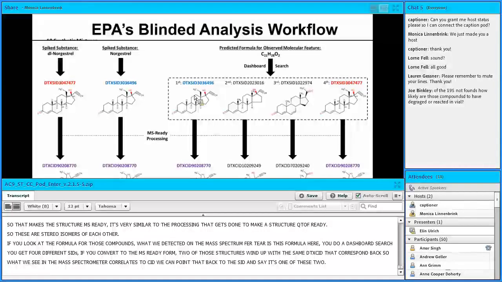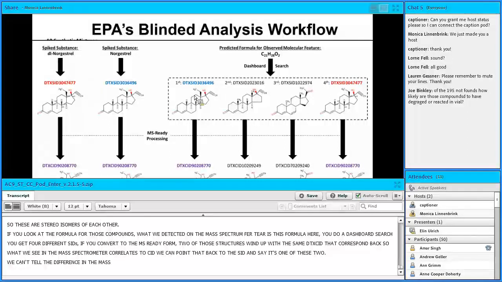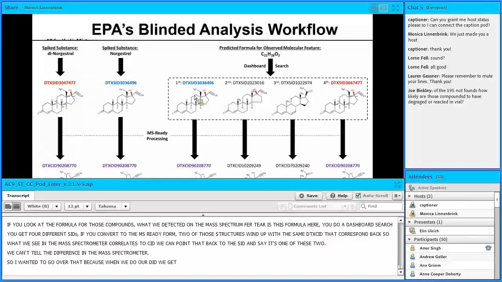So I wanted to go over that just a little bit because when we do our did we get it right or not, we're looking at the CID level because that's what the mass spectrometer produces for us.